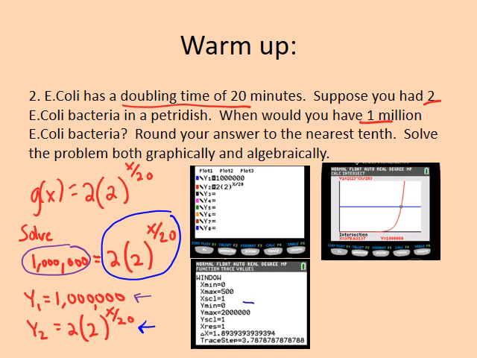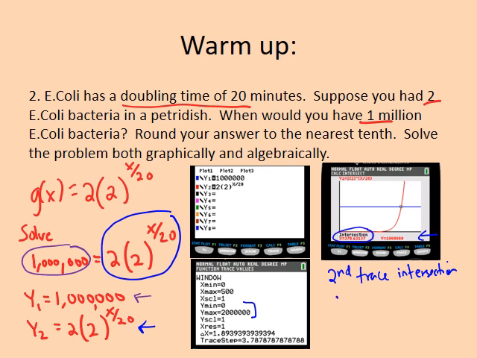The y min needs to be sure to include 1 million. I did 2 million. And then the x min and max you have to play around with. I started with 0 to 100. It didn't show up. And then I went 0 to 500 and it showed up. Then to get the intersection on the calculator, you hit second, trace, intersection, which is number 5 on the calculator, and you press enter 3 times and it'll give you the intersection.